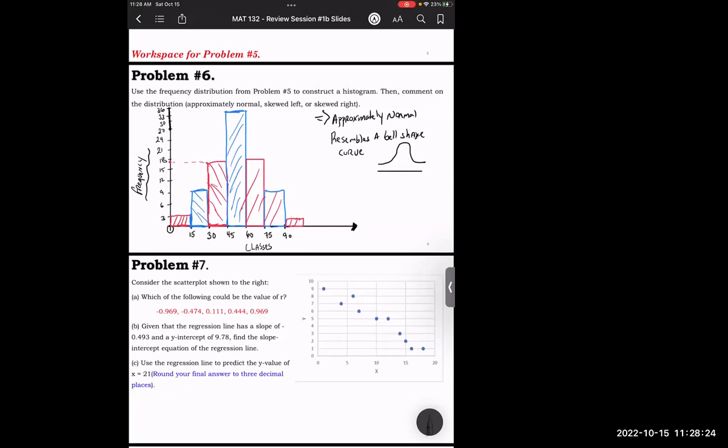So problem number 7 says to consider the scatter plot shown to the right, and then which of the following could be the value of r. So look at your scatter plot. What's something that you can observe regarding your scatter plot? It's negative. Why is it negative? How can I write that as a phrase as to why it's negative? It's going down. That's right.